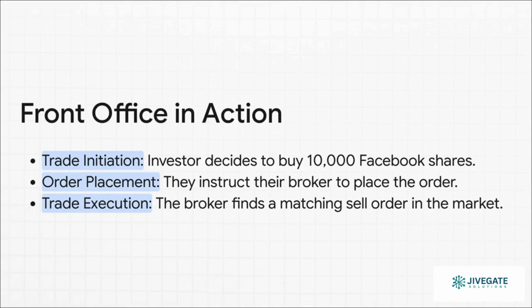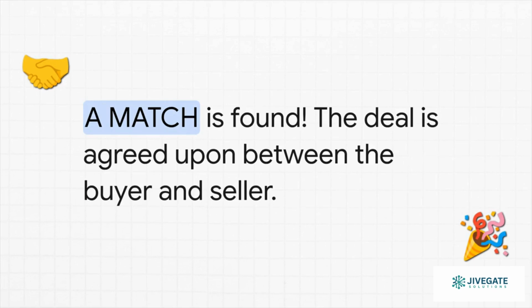So, how does this idea become a reality? Well, first, Investor A initiates the trade, just by making the decision. Simple enough. Then they place the order with their broker. That's the official instruction to get this done. And finally, the broker kicks off the trade's execution, which is basically them scouring the market to find a seller just like Investor B. And we have a match. The deal is struck. Investor A has now officially agreed to buy 10,000 shares from Investor B. So the front office, their job is done. But you know what? This handshake agreement is really just the beginning of the journey.